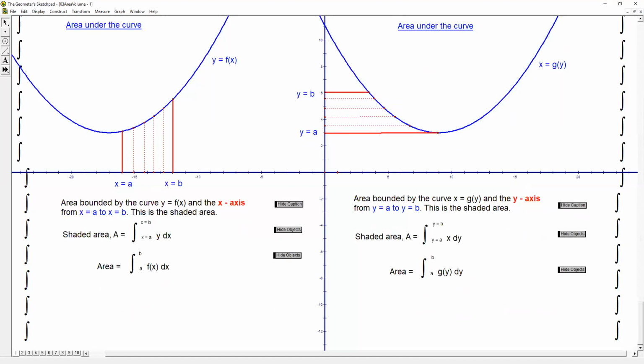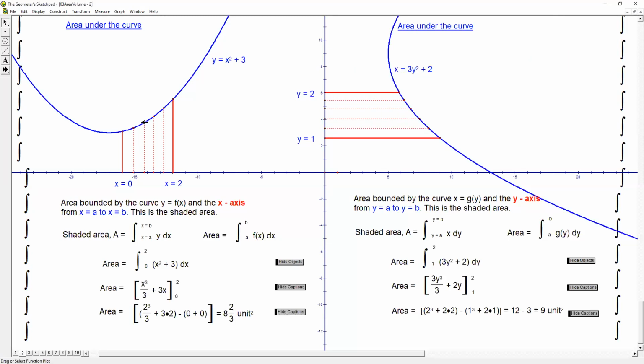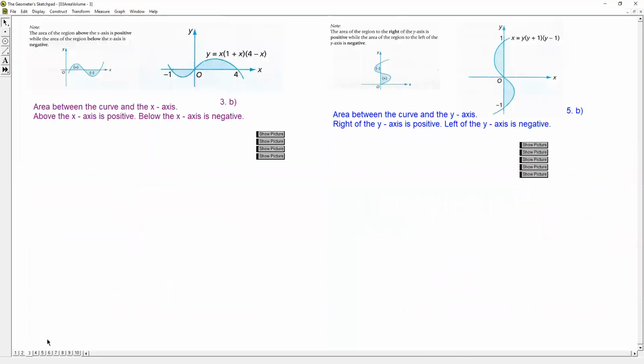Between the curve and the x-axis, between the curve and the y-axis. The first thing you need to take note. Now, the second thing you need to take note is the area itself. If you look at the first problem on the left-hand side, we have area between the curve and which axis? Between the curve and the x-axis. But again, within the curve and the x-axis, we have two types of area. One is above the x-axis and the other one is below the x-axis.